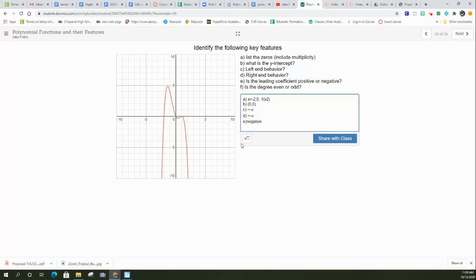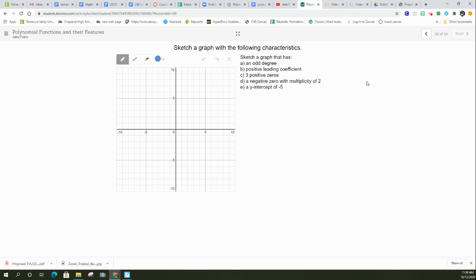Is the degree even or odd? And this is even. And I know that because the end behaviors are the same. All right, sketch the graph. So here, okay, I have an odd degree, and I have a positive leading coefficient. So my right end behavior is going to be going up. My left end behavior is going down. Okay, I know that.